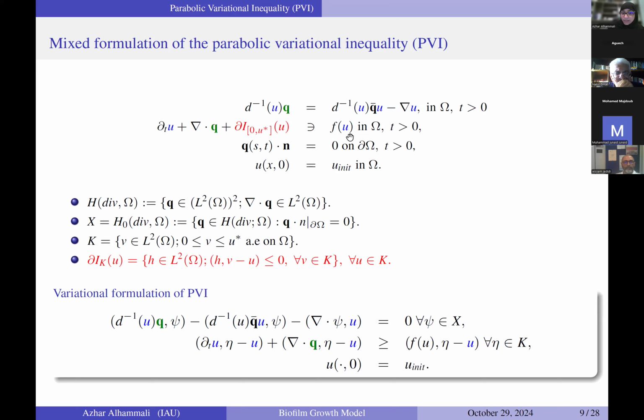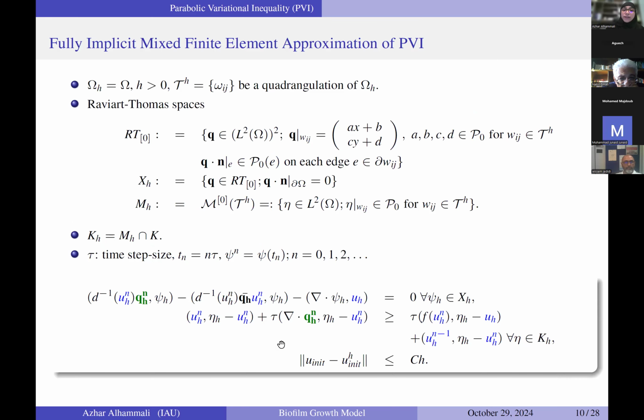So based on this, this expression can be written equivalently as this parabolic variational inequality. Now, by multiplying both sides of this PDE by a test function in X and integrating by parts, we get that variational equality. And now we approximate in time using backward Euler, and in space we use the mixed finite element method with the lowest order Raviart-Thomas element, due to the low regularity of the solution.